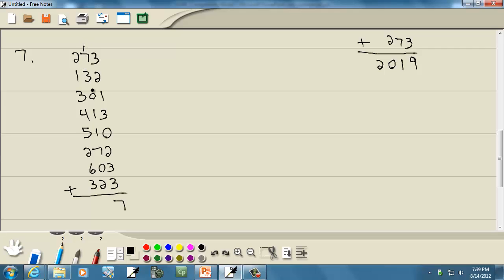Okay. Now I add this column. 1 plus 7 is 8, 11, 12, 13, 20, 22. So put 2 and carry the 2. 8, 11, 12, 13, 20, 22.